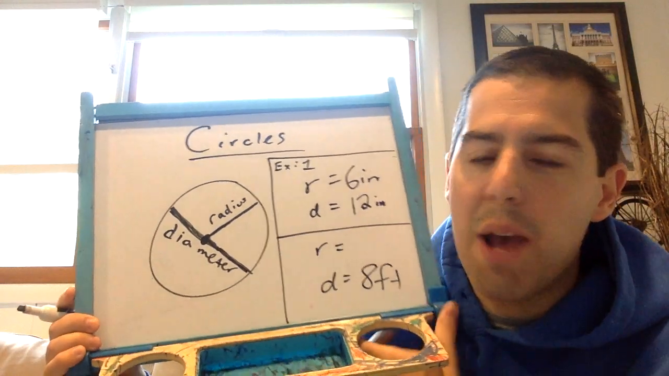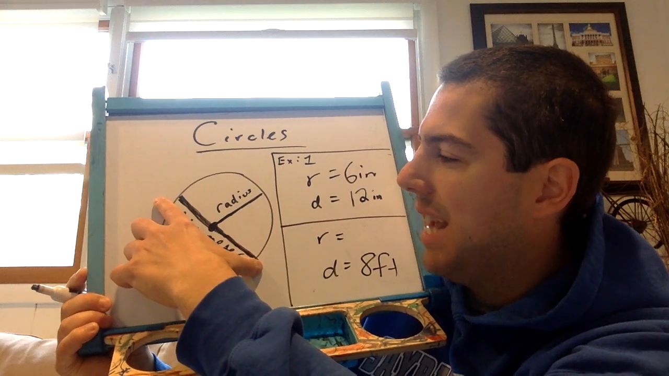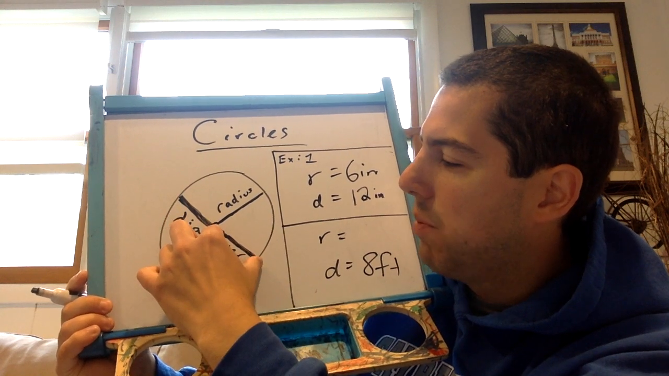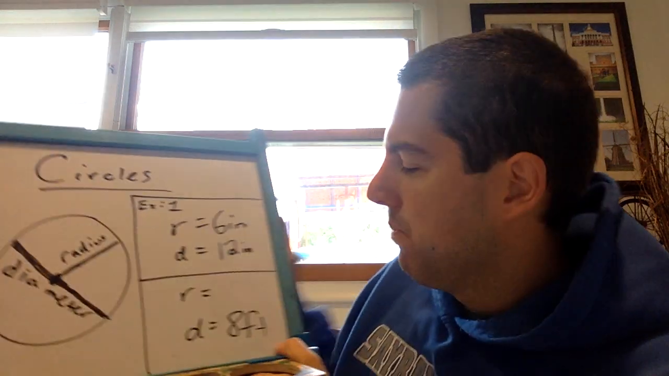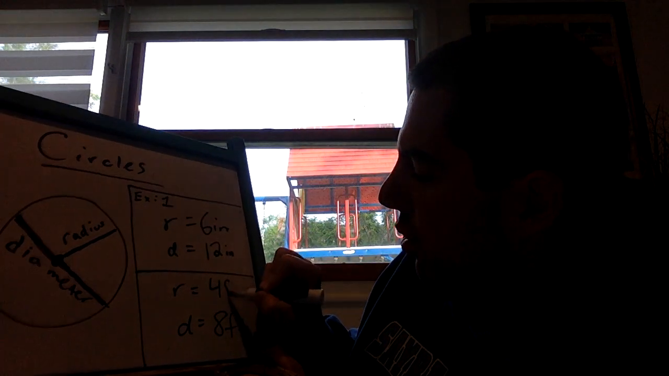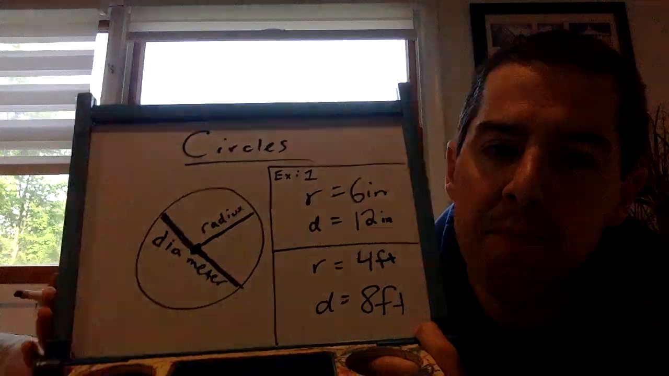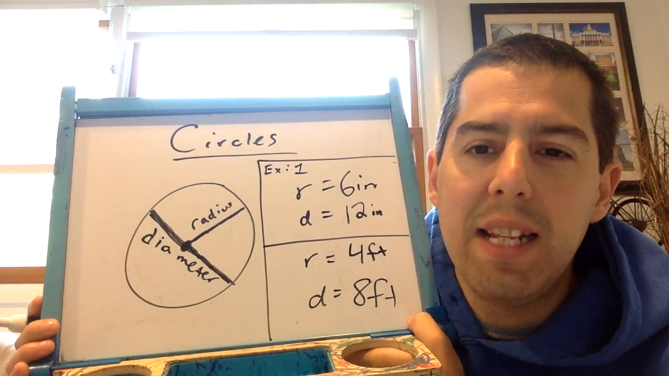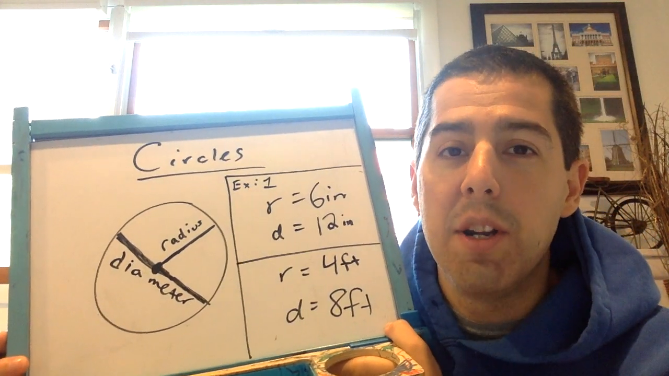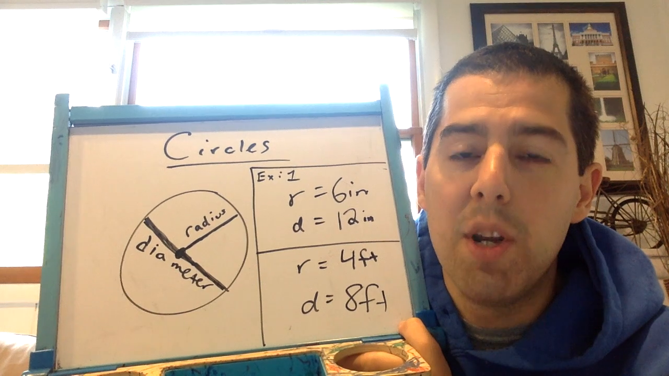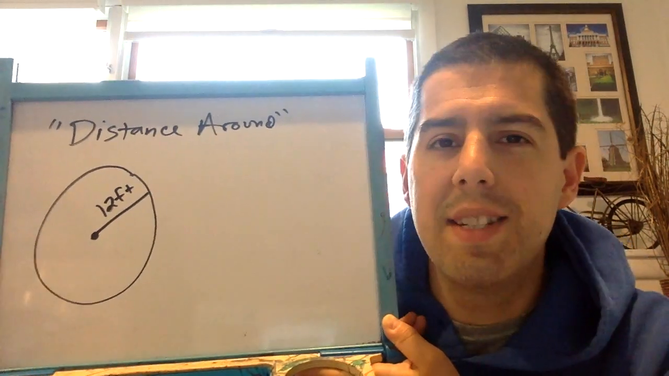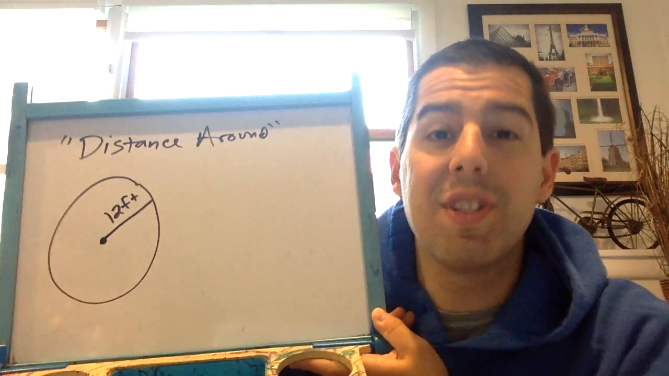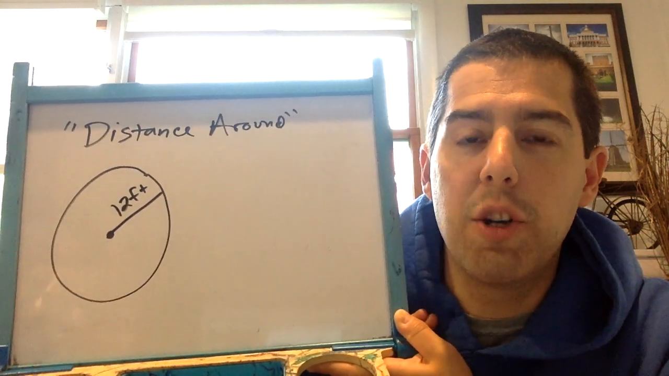What if the diameter, the total distance, was 8 feet? Then the radius would be half of that. So the radius would be 4 feet. That was a mini lesson on radius and diameter because you need to know about them when you're doing area and circumference problems.